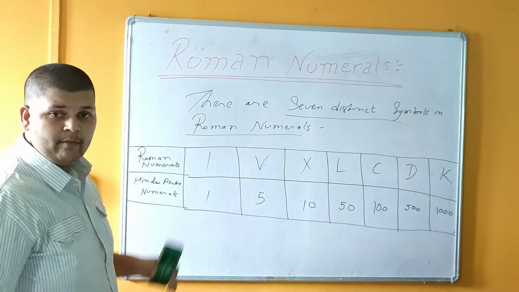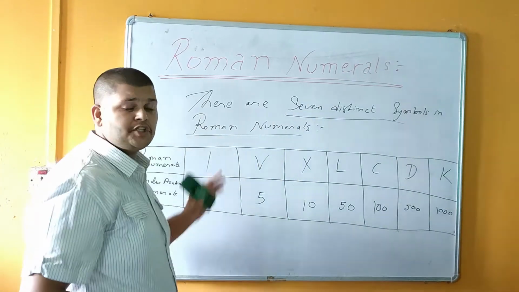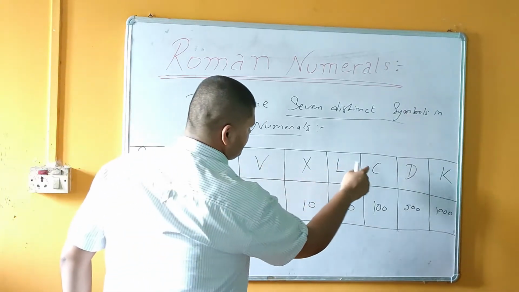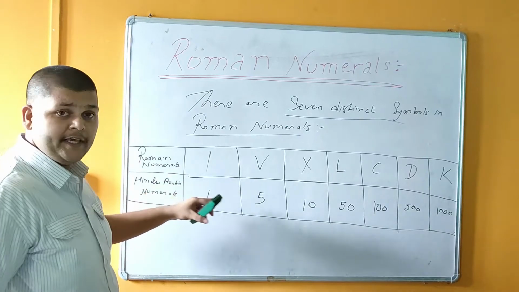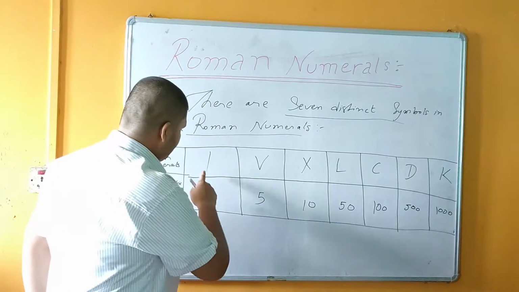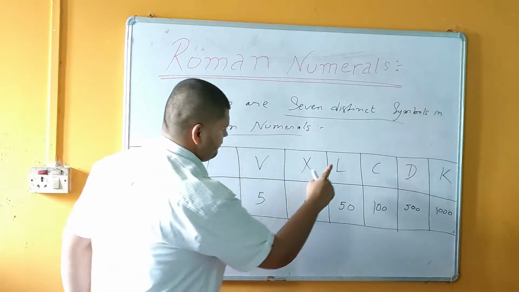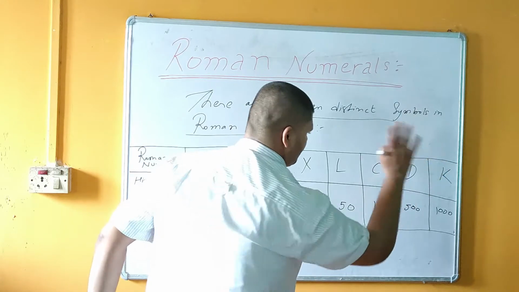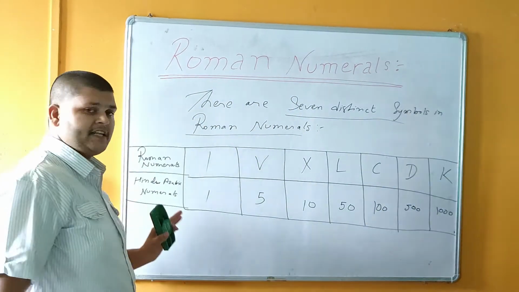Once again I am telling about the table. There are 7 distinct symbols in Roman numerals. What are they? I, V, X, L, C, D and K. And their corresponding Hindu-Arabic numerals I have written: for I 1, for V 5, for X 10, for L 50, for C 100, for D 500 and for K it's 1000. I hope you are clear with this table.